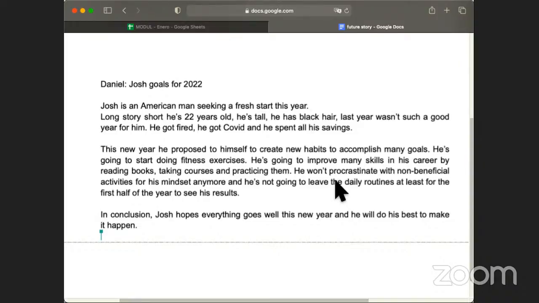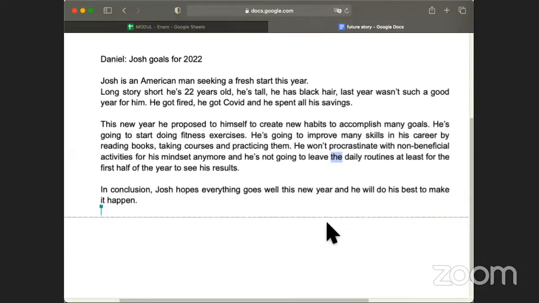the daily. Okay, so we use the when we're talking about something specific. For example, the president of Bolivia. It's one person, right? The principal square.